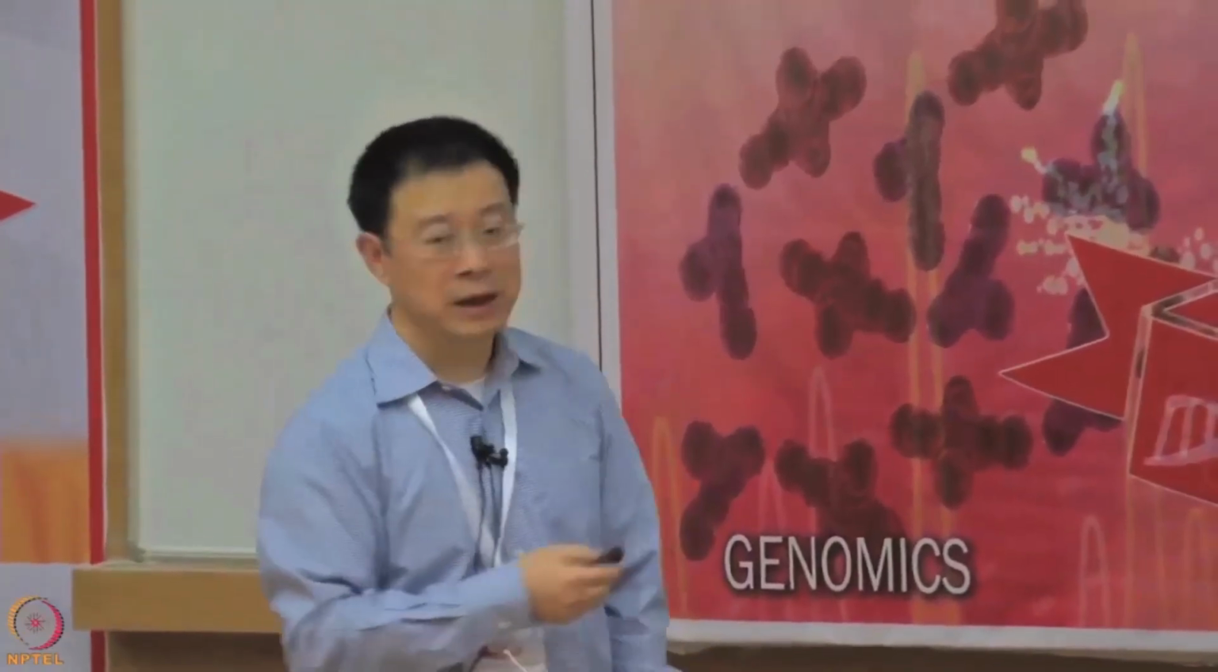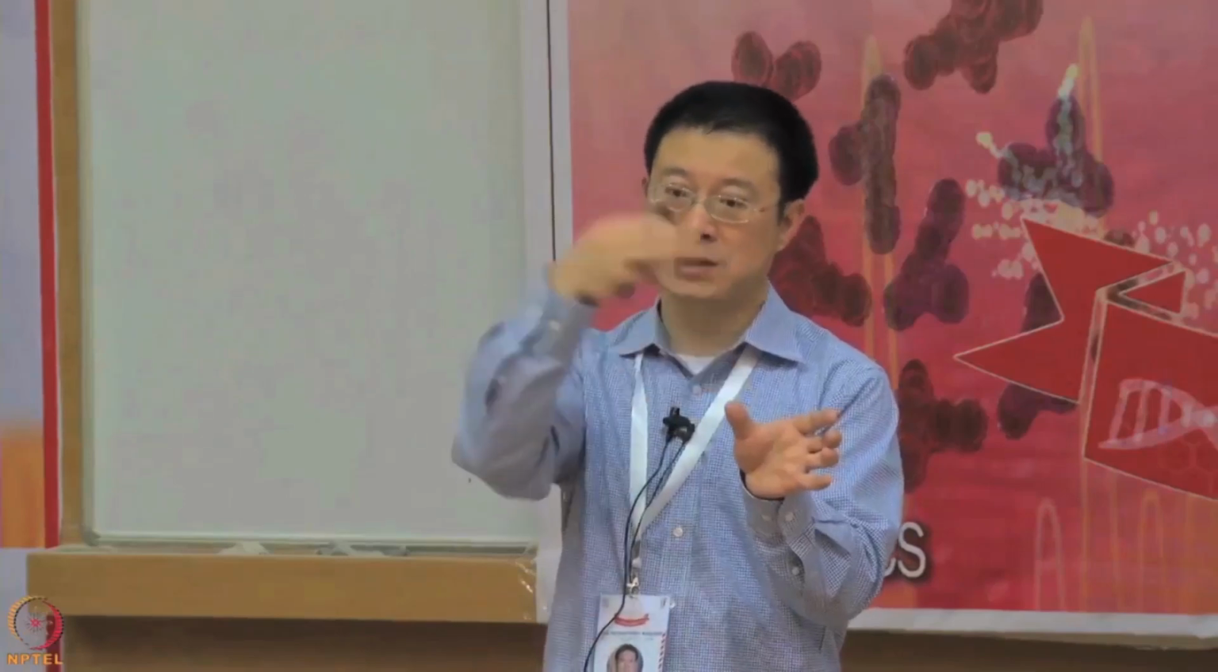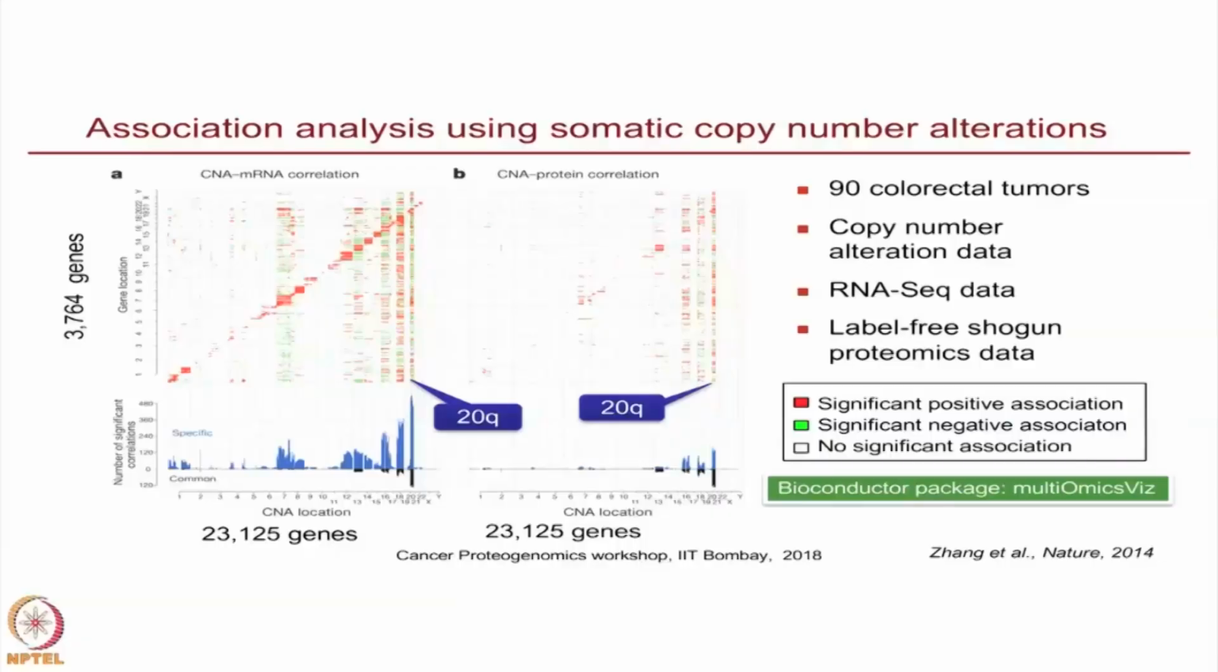We looked at the somatic copy number alterations, because in cancer there are a lot of chromosome regions that are getting amplified or deleted, right? And then we can consider that as the genotype change. Then we want to ask whether the genotype change will affect the mRNA expression and the protein expression of that gene, or maybe it will affect other genes in the genome. For this, we did analysis in 90 colorectal tumors, and we calculated the copy number alteration for individual genes based on the SNP array data.